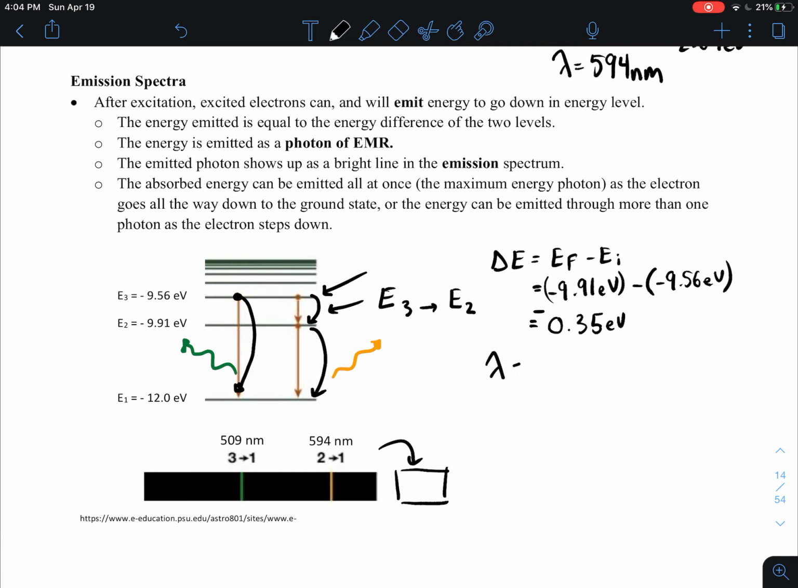If I wanted to solve for the wavelength, I would use the same equation we did previously. If E is equal to hc over lambda, then lambda is equal to hc over our energy. Type in our 4.14 times 10 to the negative 15, speed of light, 3 times 10 to the 8, and then divided by 0.35. I'm using the positive value in this case, because once again, the photon has positive energy, and the atom itself has lost an equivalent of that. So with 0.35, I end up getting a wavelength of negative 6.